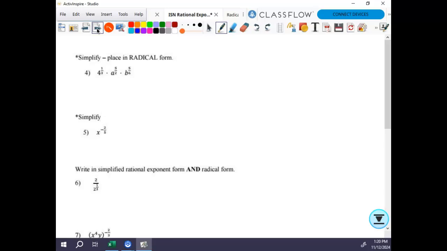Of these three fractions, what would my common denominator be? 6. Okay, so this is going to become 4 to the 2/6 power times a to the 15/6 power times b to the 5/6 power. Do you agree with all that? Okay, so now I can put it all under one radical. This is the 6th root of 4 squared times a to the 15th times b to the 5th, because that denominator is the root.